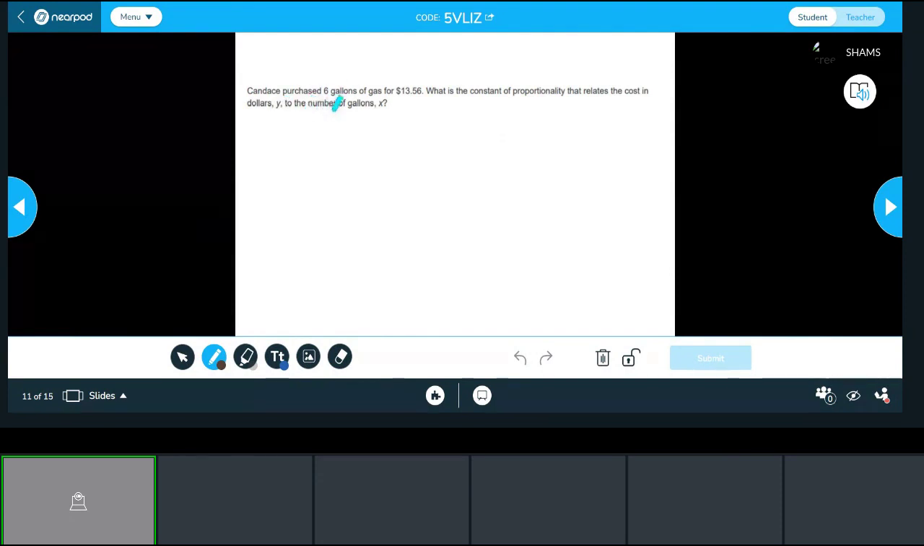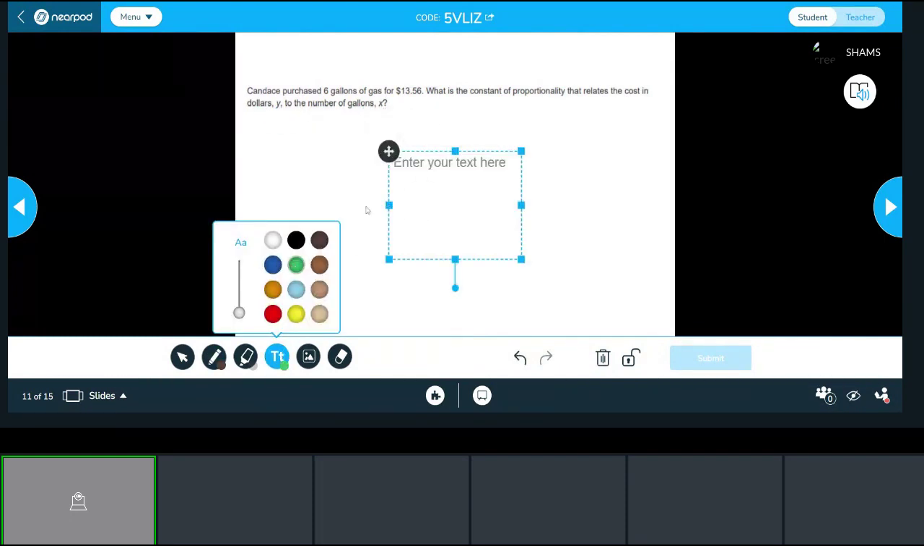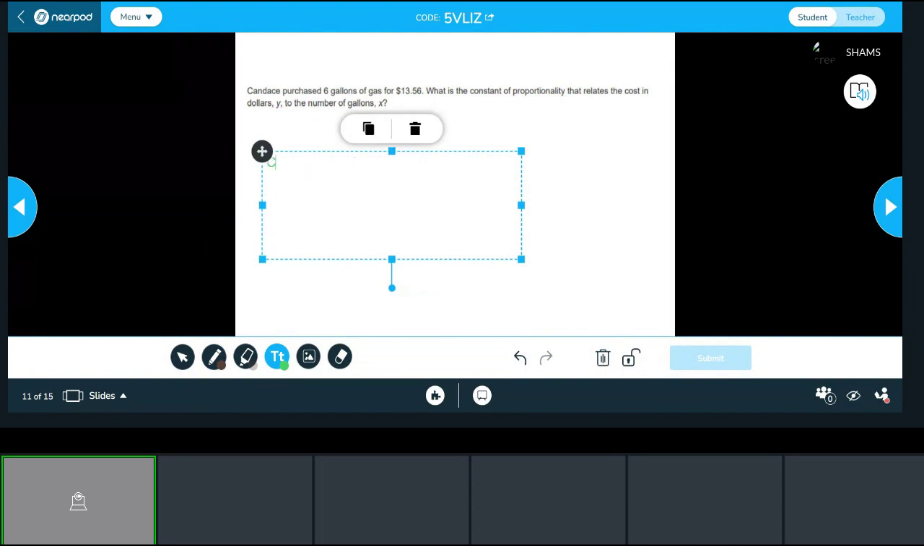Cannons purchased 6 gallons of gas for $13.56. What is the constant of proportionality that relates the cost in dollars y to the number of gallons x? Just a quick reminder about constant of proportionality. Constant of proportionality is unit rate. What does that mean? It means to find for each. In this case, to find for each gallon, right?